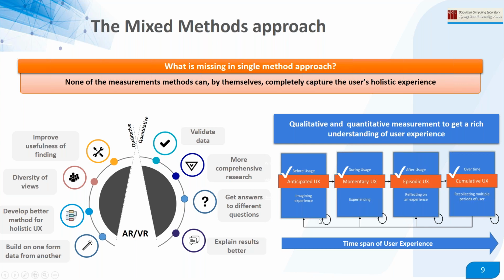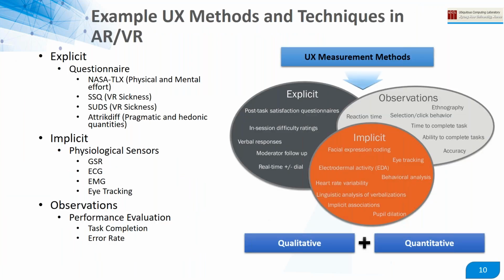We can know how the user thinks before using any product, and we can also get the user experience during using the product and after using the product, and we can also collect the overall experience over time. These are some techniques that I have already explained. We can categorize them into three basic categories: explicit, implicit, and observational, that can collect qualitative and quantitative data.